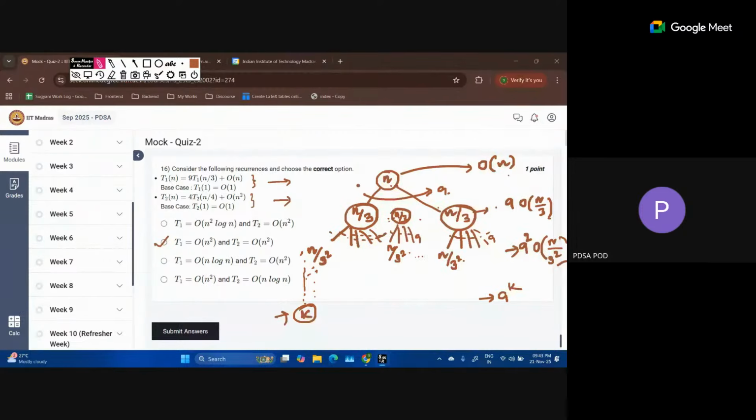So what will the height be? This is a height of 0, and this is the height of k. At the kth height, the time will become 9 to the power k times order of n by 3 to the power k. Now what will be the maximum possible value of k until you get 1?